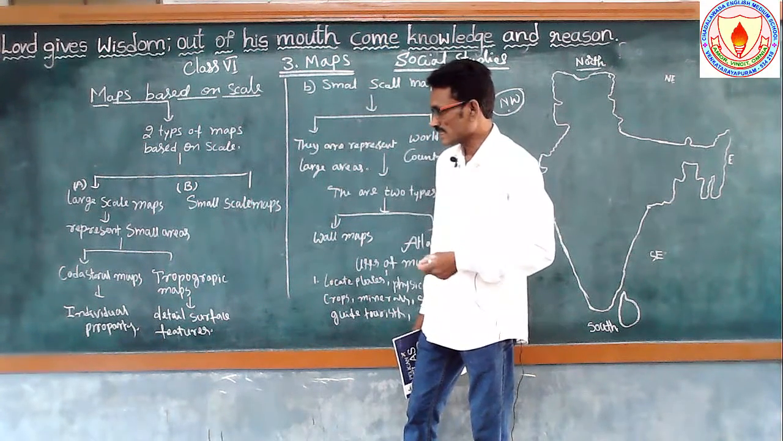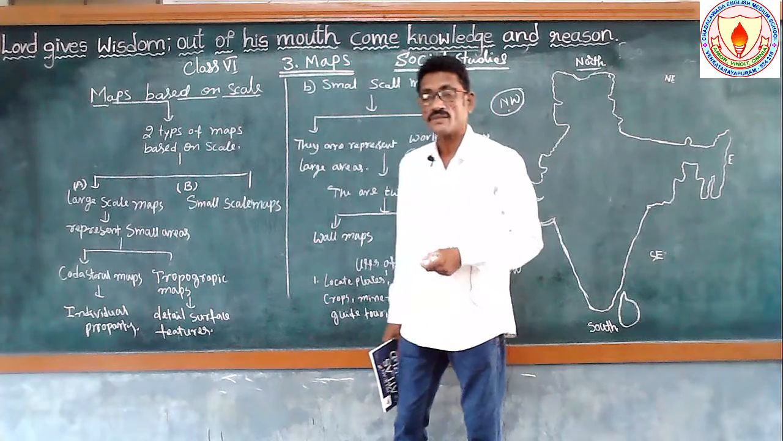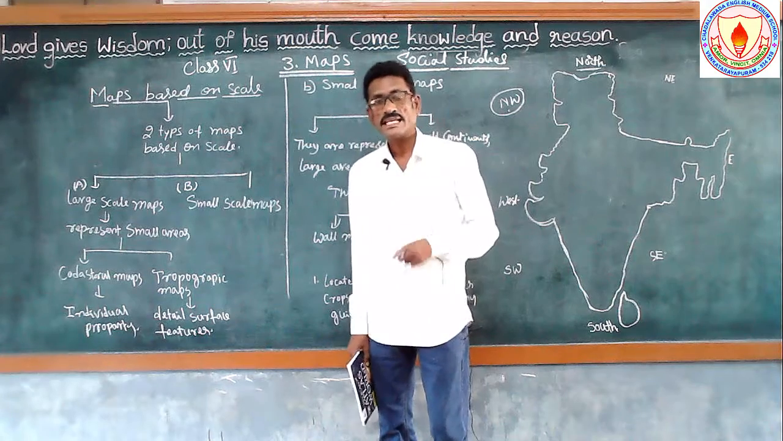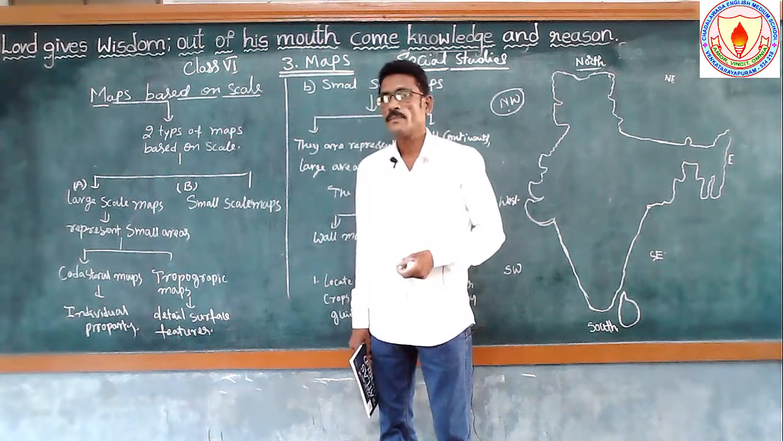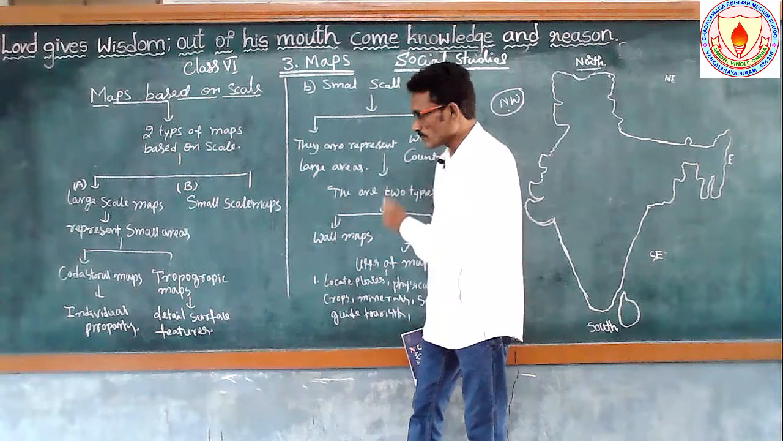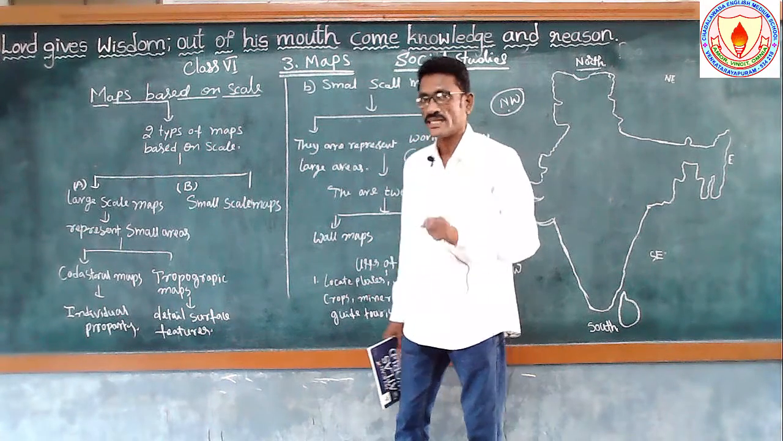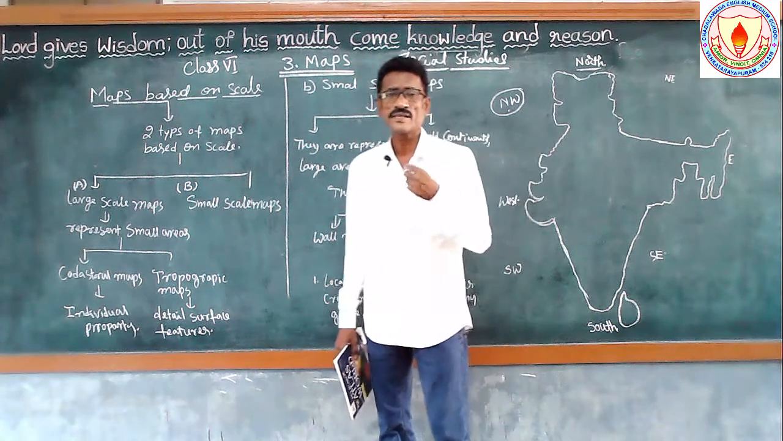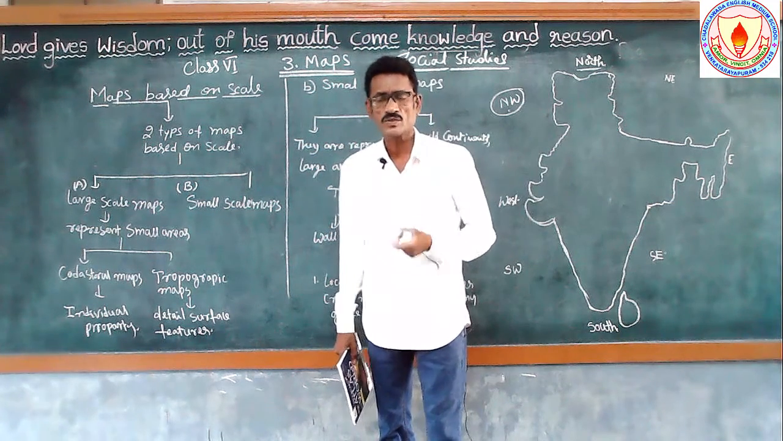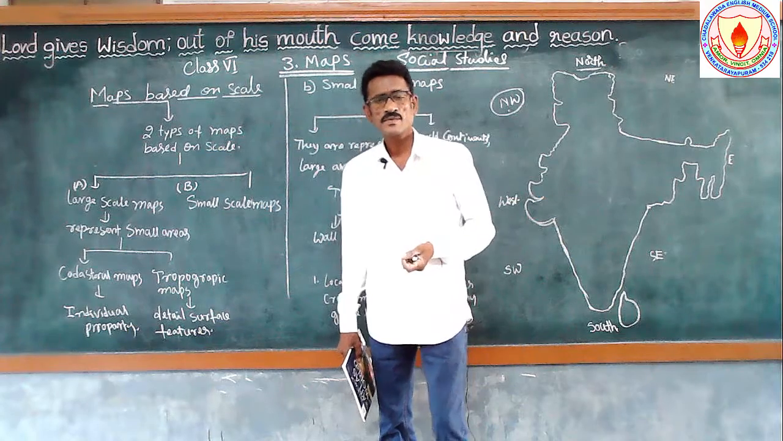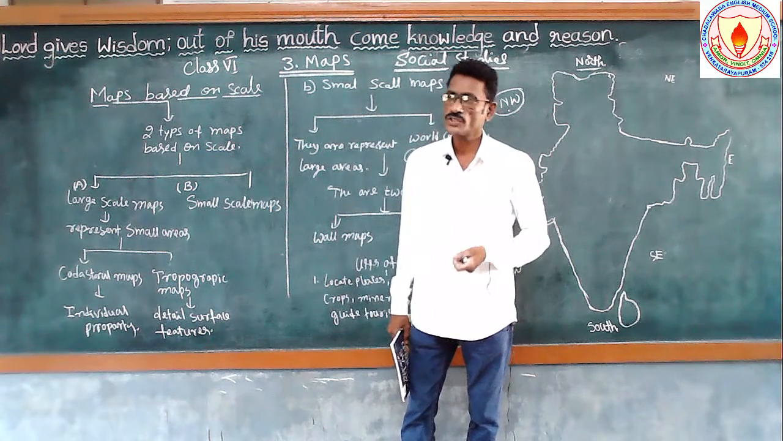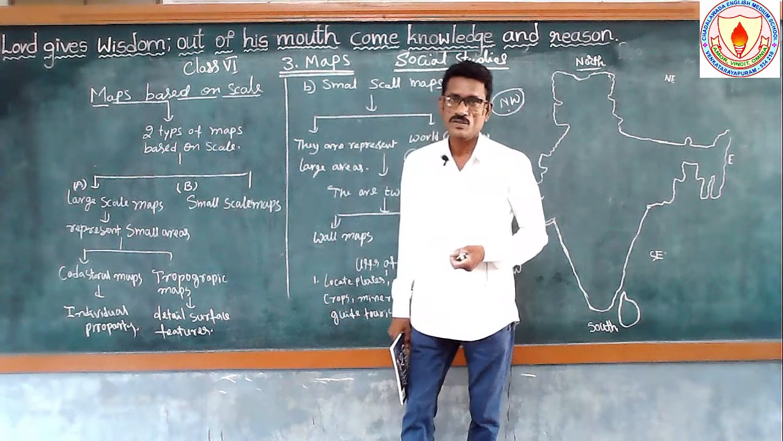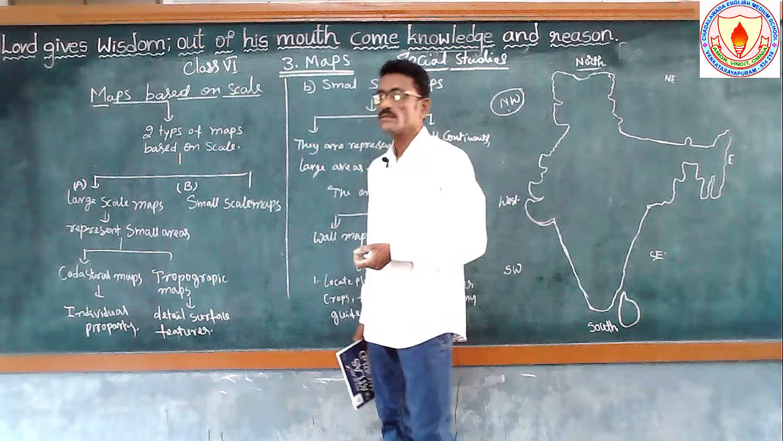And the second one is topographic maps, which give the total information on the surface of the earth. So these are the main two. For example, topographic maps detail the surface. They give the total information. If you want to get any information from the surface of the earth, we should use topographic maps.